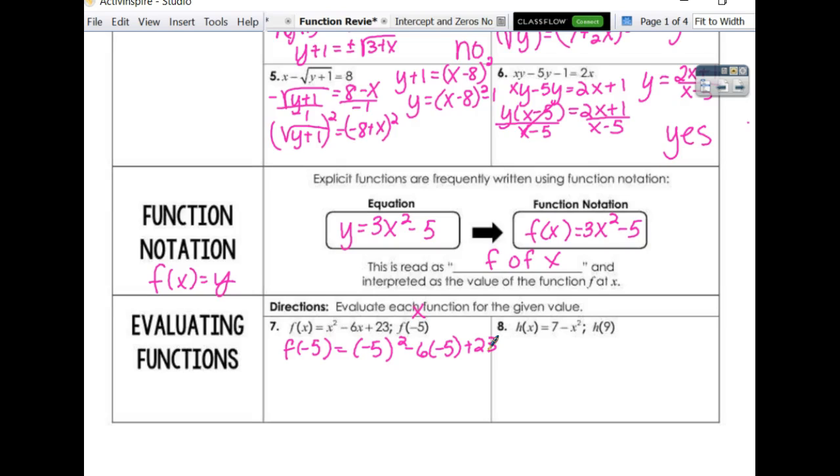I just take the negative 5 and put it in for x. So negative 5 squared gives you 25. Negative 6 times negative 5 gives you 30 plus 23. So I get 78. So f of negative 5 equals 78. That tells me that the point negative 5, 78 is on that function.